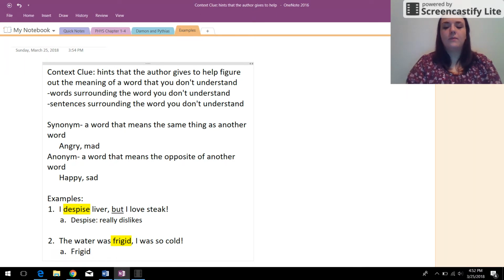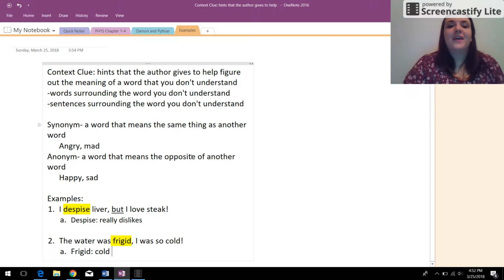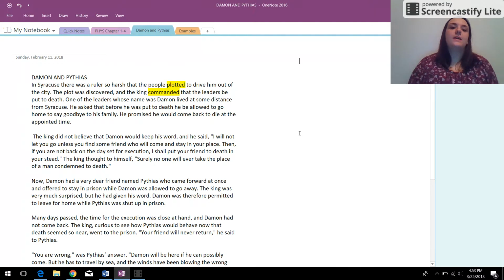Frigid means cold because the water is what's making him cold. So quick water is not going to make him cold, and warm water is not going to make him cold. But cold water is going to make him cold. So now that we understand what a context clue is and what to look for when you're trying to use a context clue, we are going to look at the first paragraph of Damon and Pythias.